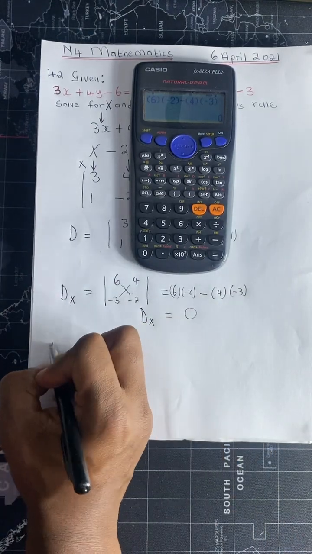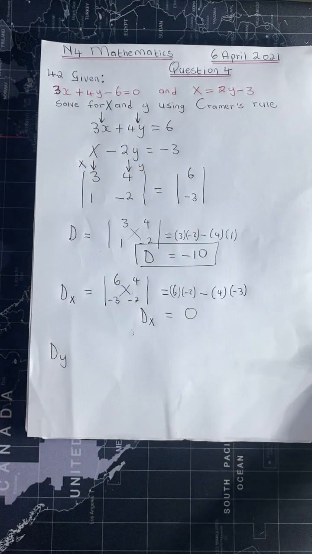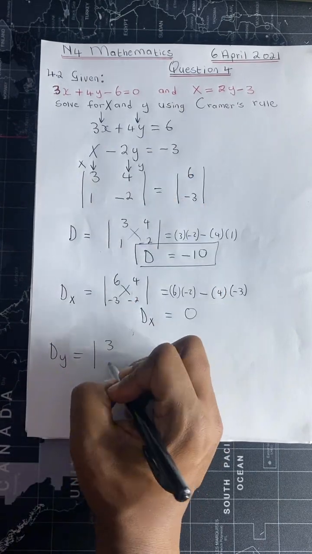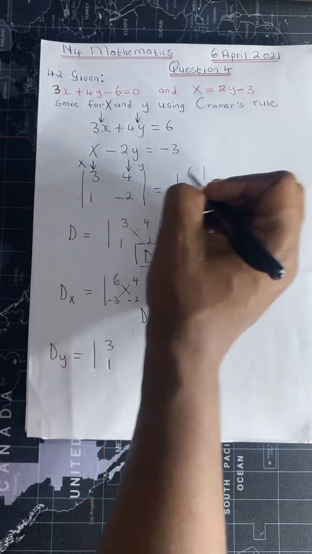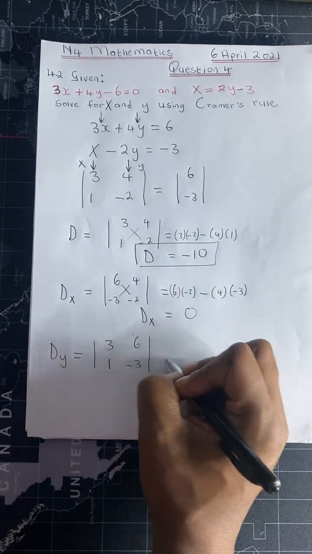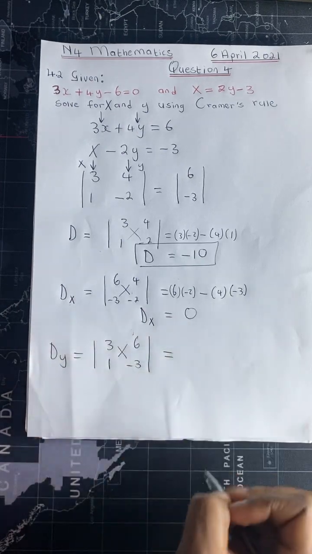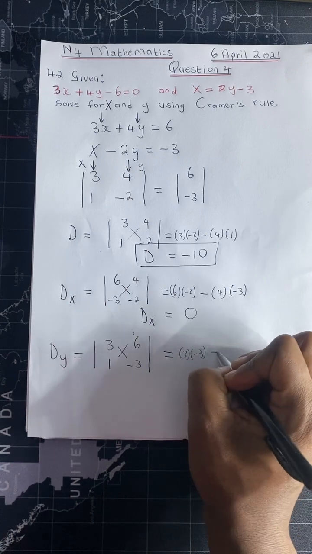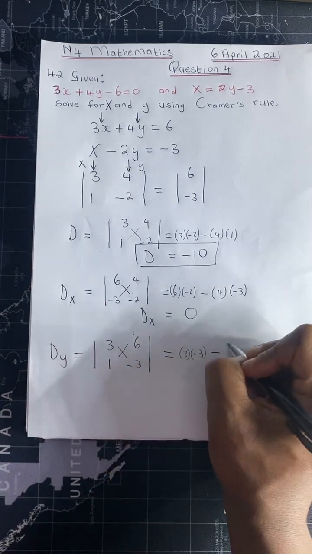So to determine dy, we keep the x's and we replace the y's with the constants, 6 and negative 3. We cross multiply again, 3 multiplied by negative 3 minus 6 multiplied by 1.